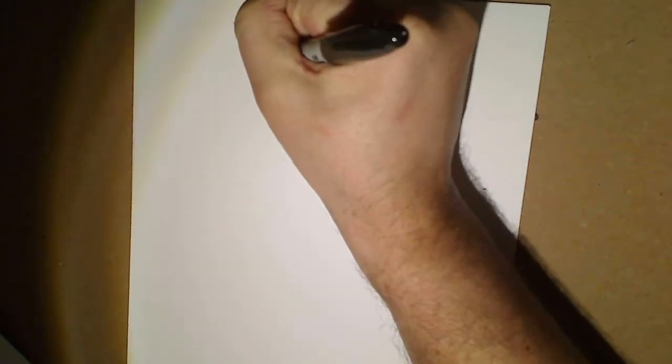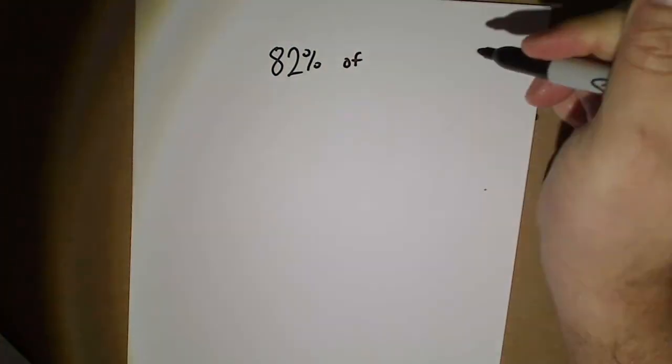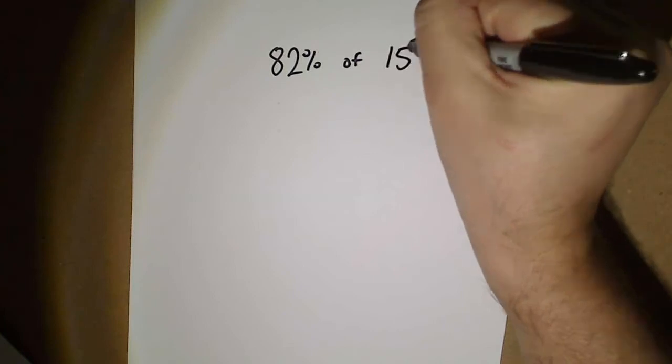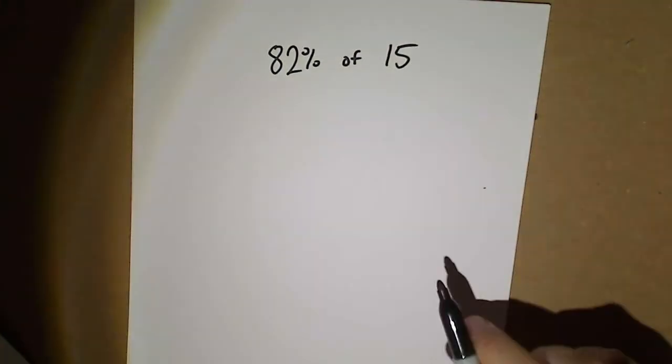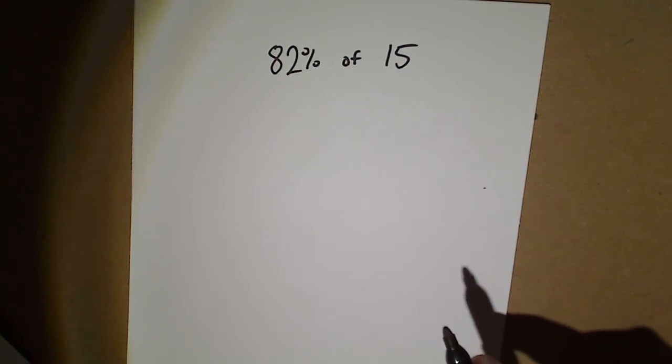Now, let me give you another problem. I'm just going to make some numbers up here. Let's go with 82% of, let's say, 15. Oh my goodness. Now again, I could make a chart, I could make a table, to make that tape diagram if I want to, but there's an even easier way.